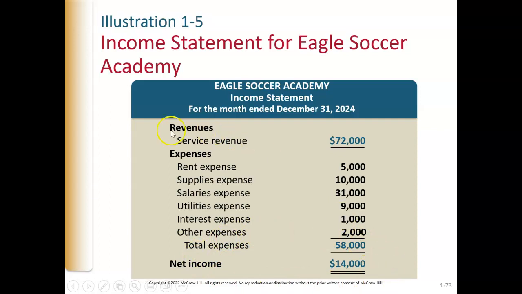Now I'm going to show you something. The revenues always have the word revenue after them, don't they? The expenses always have the word expense after it. That's how you know it's an expense. On your homework, so many times there will be a payable and someone will show it as an expense. What's a payable? A liability. An expense will have the word expense. And the only thing that goes in an income statement are revenues and expenses. Got it?